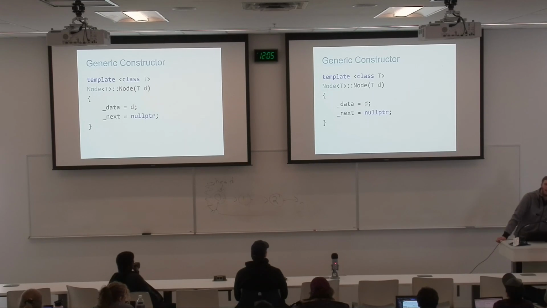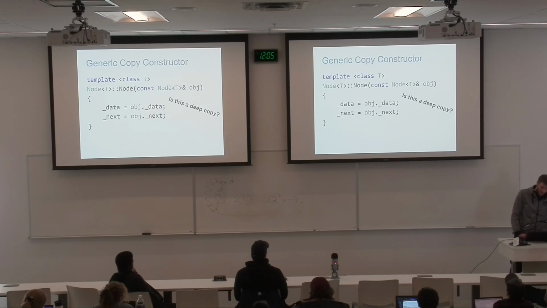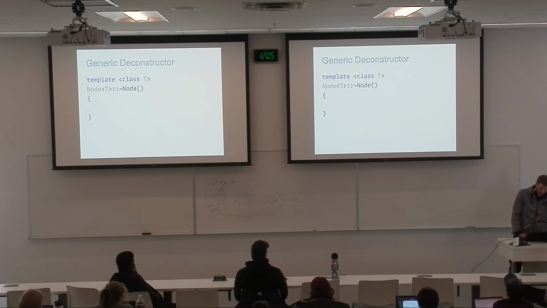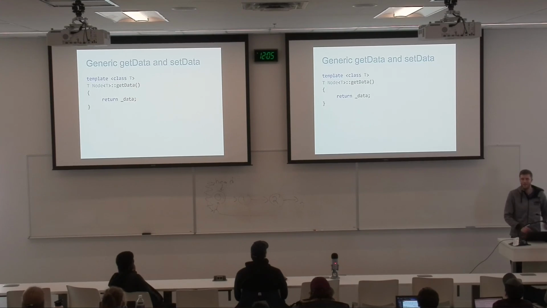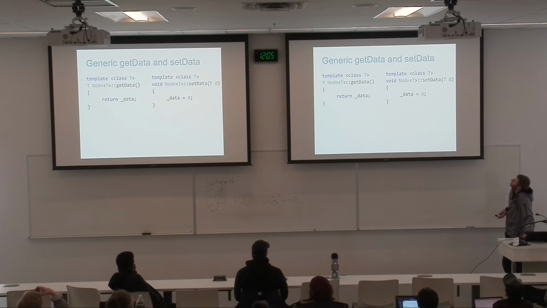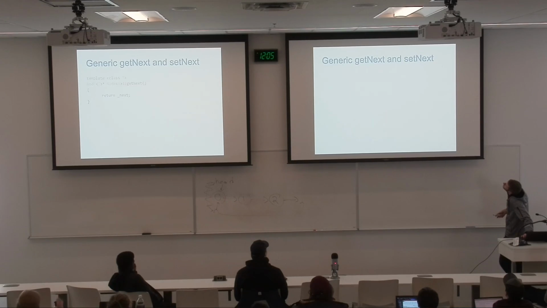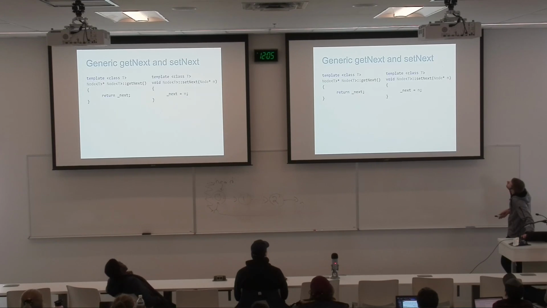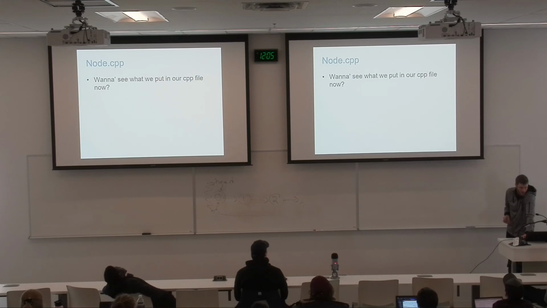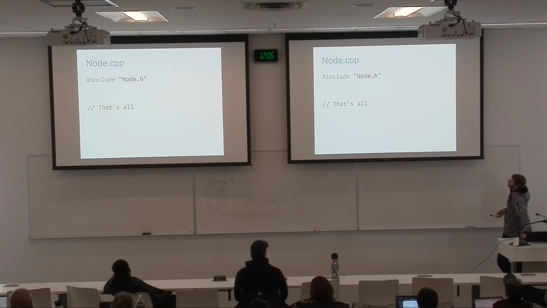So what about the methods? Do you have to put it above the methods as well? Well, let's have a look. Copy constructor, okay, same thing. Deconstructor, same thing. Yes. Your getter, setter. Want to see what the CPP file looks like? Include node.h. That's it. That's it.